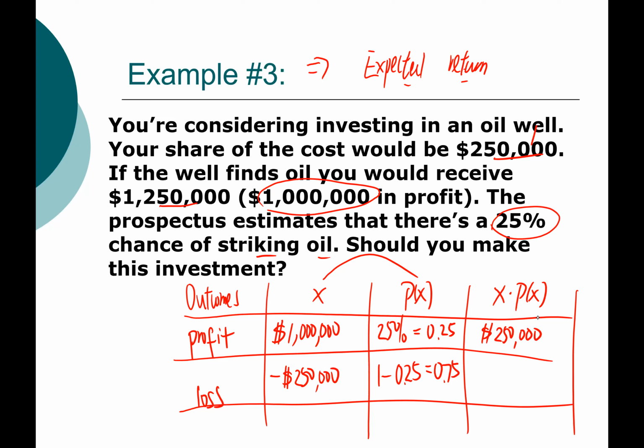Okay, and on the loss side, you multiply 250,000 by 0.75. And this turned out to be $187,500. Okay. The next thing is to combine those two outcomes, right? The average outcome, combine them. So the expected value on average is the summation of x times p of x.